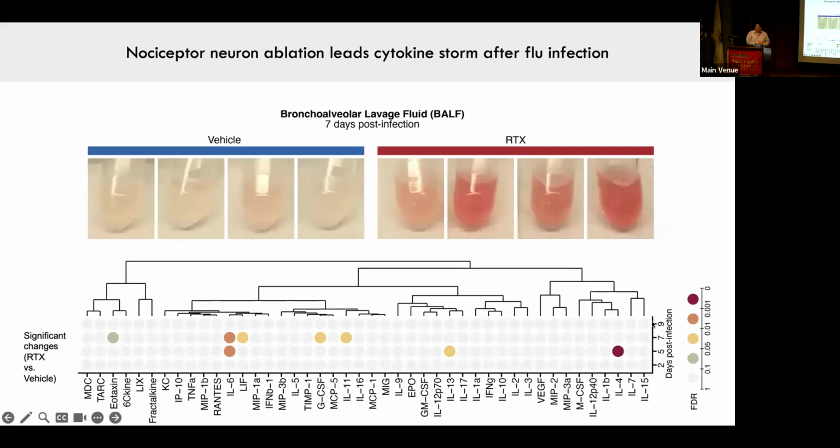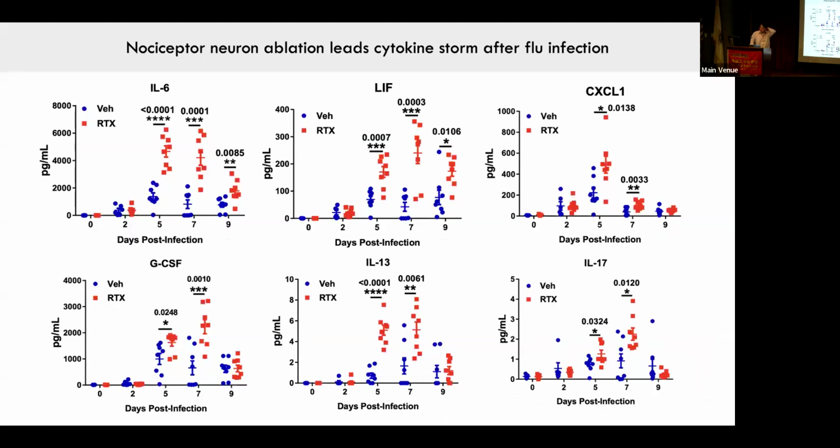And so what we did is we looked in the bronchiolar lavage fluid, and actually, Pankaj, this is at day 7 post-infection, you could see that in the lack of nociceptor mice, there's also this bloody accumulation in the RTX mice. And then we did a cytokine multiplex array, and several cytokines, which normally are lower, are now much higher. So here's just some examples. So I think this kind of cytokine storm I mentioned is exacerbated. So it's many different things.